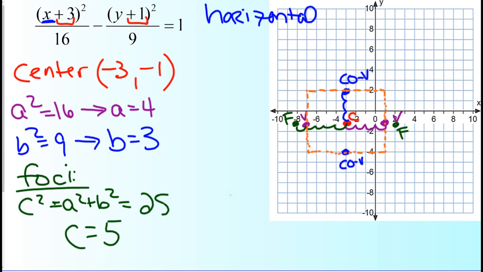Now, that rectangle has to have some asymptotes. This is one thing that is very, very different from the ellipse. We didn't have any asymptotes with the ellipse. We have asymptotes with the hyperbolas. Here's how you create those asymptotes.